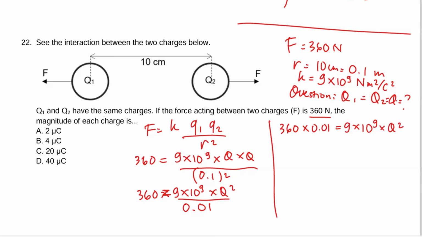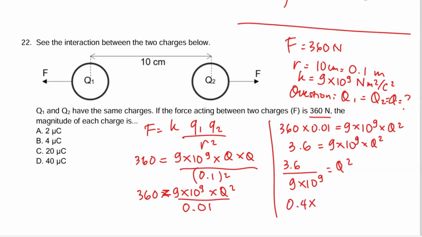So we got 3.6 equals 9 times 10 to the power of 9 times Q square. So we can move the 9 times 10 to the power of 9 to the other side. So we get 3.6 divided by 9 times 10 to the power of 9 equals Q square. So here we got 0.4 times 10 to the power of minus 9, because I hope you remember that 1 over a to the power of x equals a to the power of minus x, right? So this is Q square.